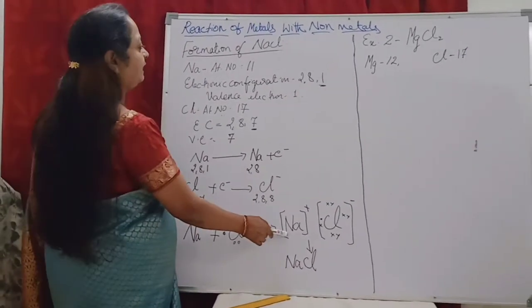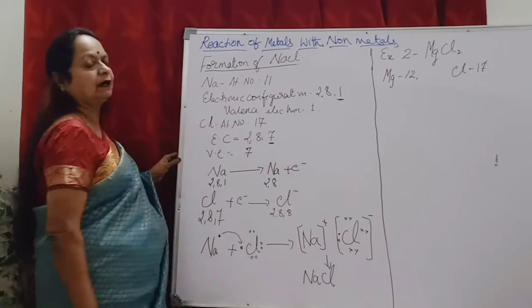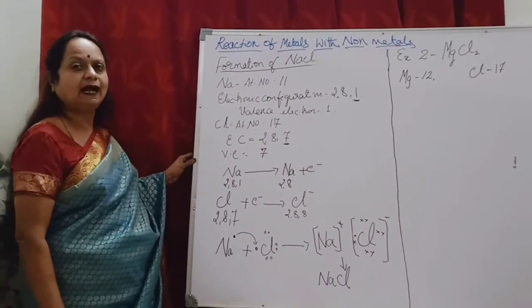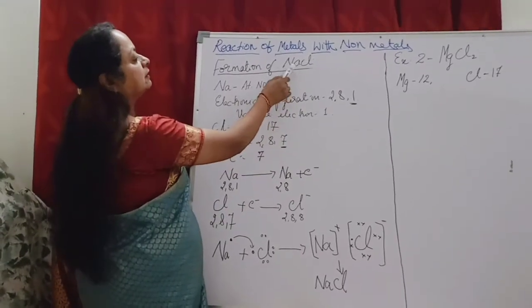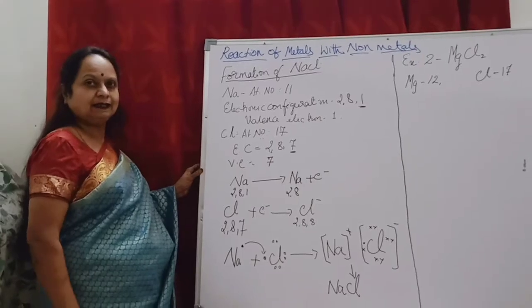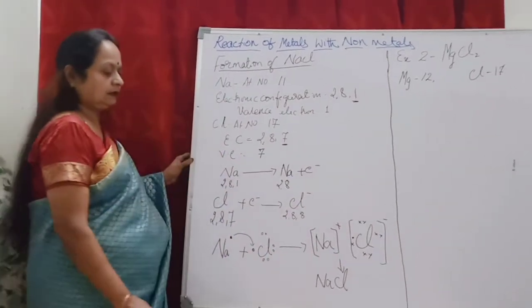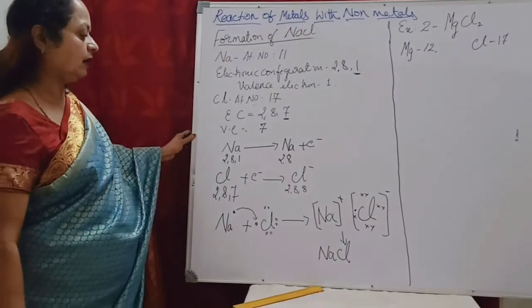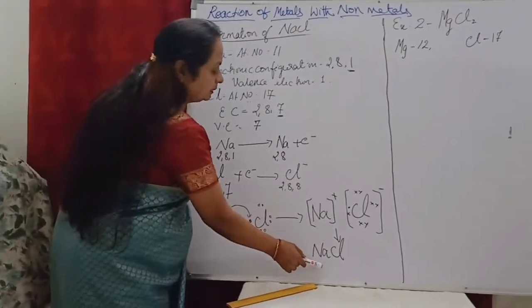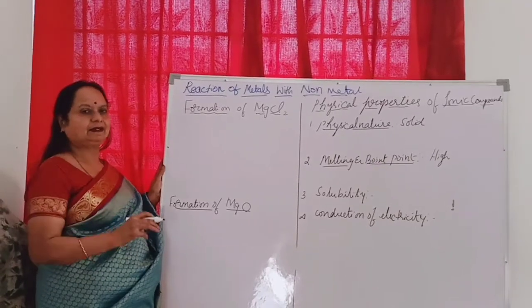So always in the compound, the first element is the cation and the second element is the anion. Cation is always positive and anion is always negative. Metal is the cation, non-metal is the chloride ion. So they together form sodium chloride. Let us continue.